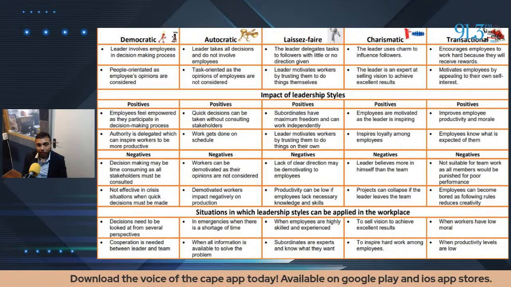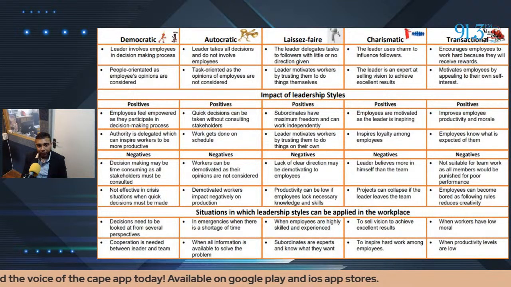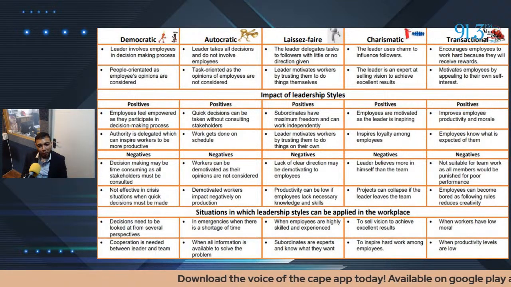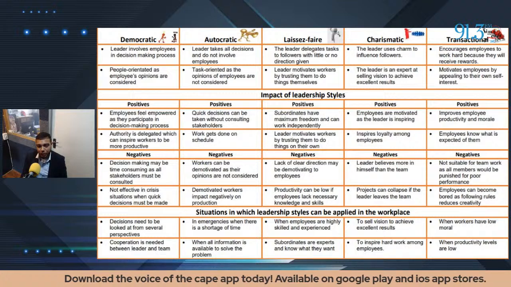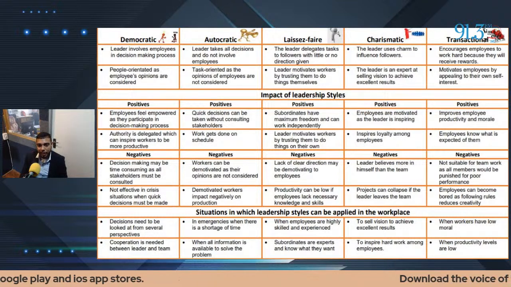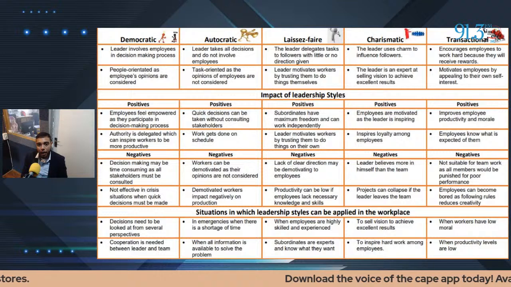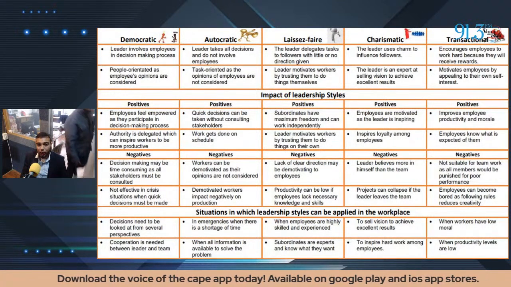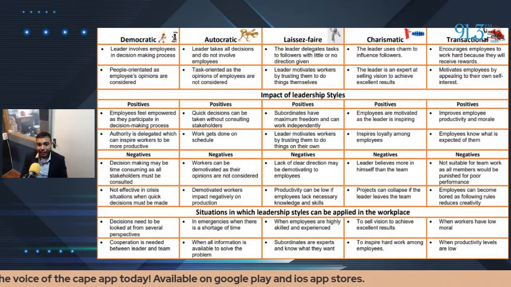The positive thing about this is that subordinates have maximum freedom and can work independently. Leader motivates workers by trusting them to do things on their own. Do remember, if you do procrastinate, this is not a good leadership style. Or if your workers do procrastinate, this is not a good leadership style to go into. The negatives about this is that there is a lack of clear direction, which may be demotivating to employees. Productivity can be slow if employees lack necessary knowledge and skills.